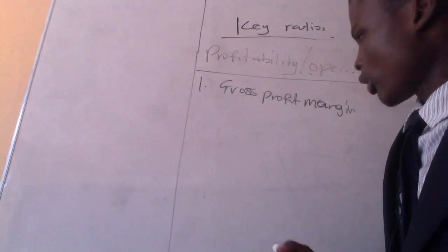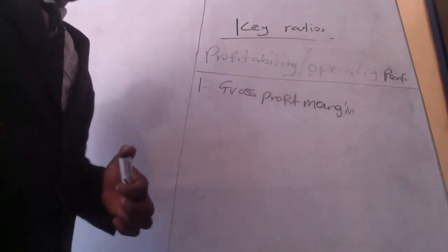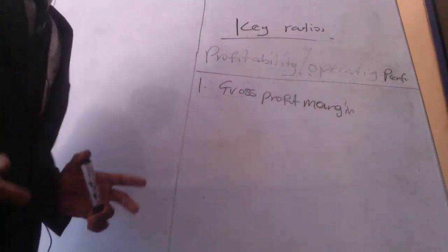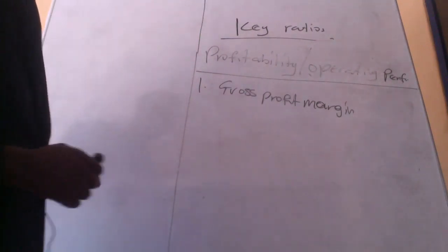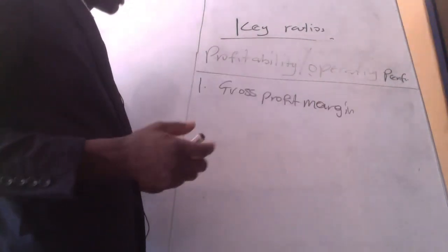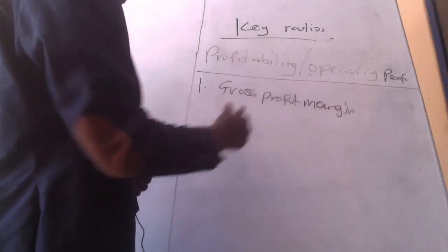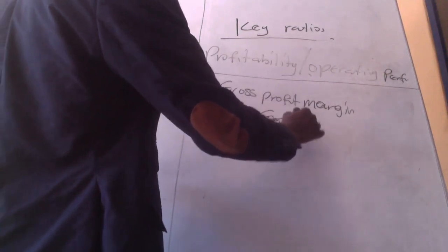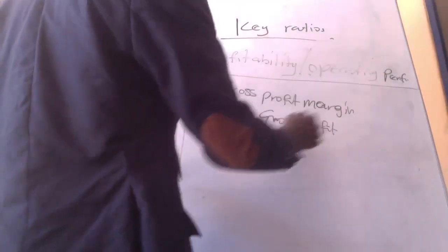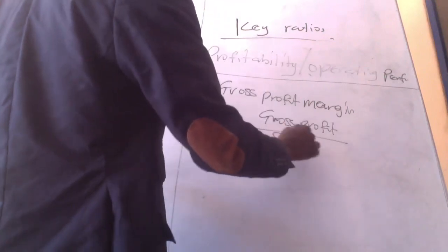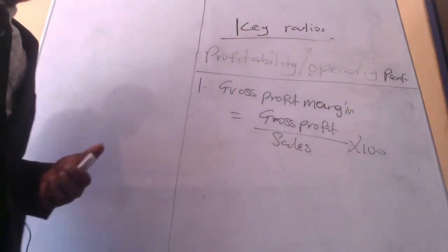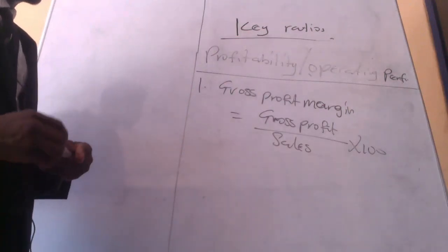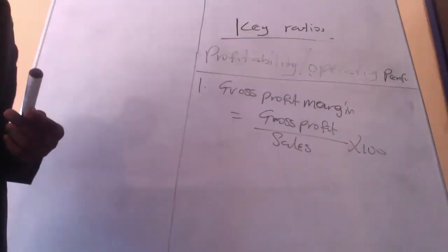Good. So the formula will be, in fact, anything margin. Don't even worry to keep the formula in your head. Anything margin is that item over sales times 100. So gross profit margin will be gross profit over sales times 100. That's the gross profit margin. So take notes.